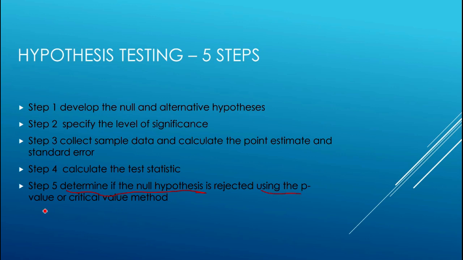There are 2 equivalent approaches, just 2 different ways of looking at the same information. One's called the p-value approach and the other one is called the critical value approach.